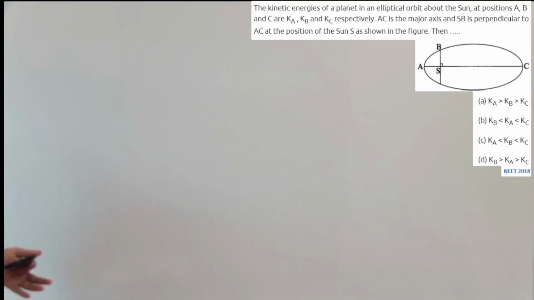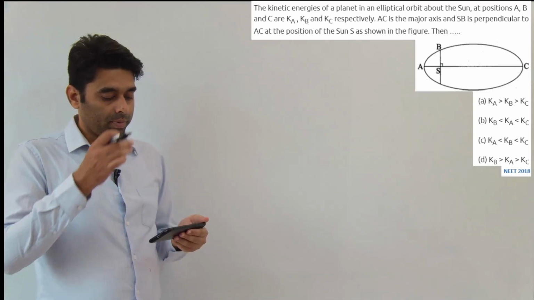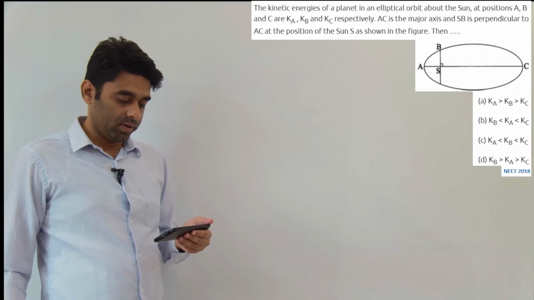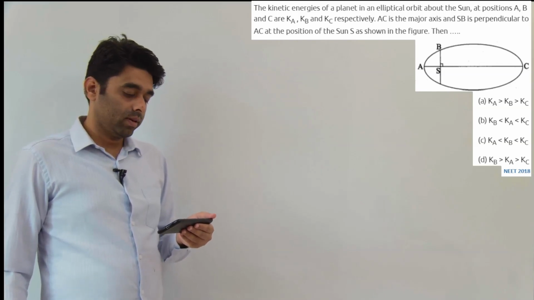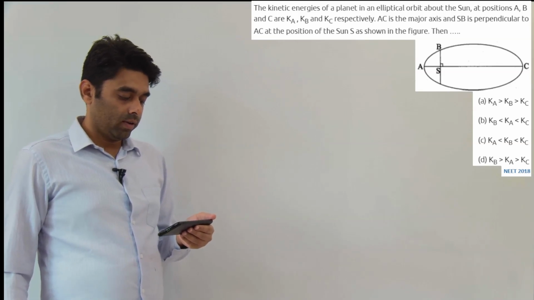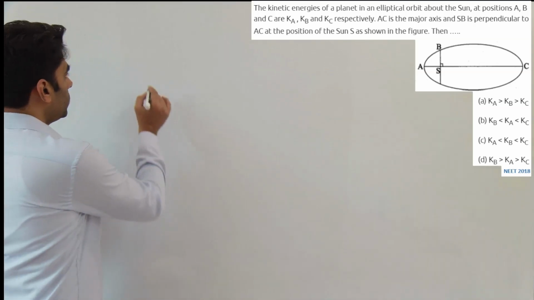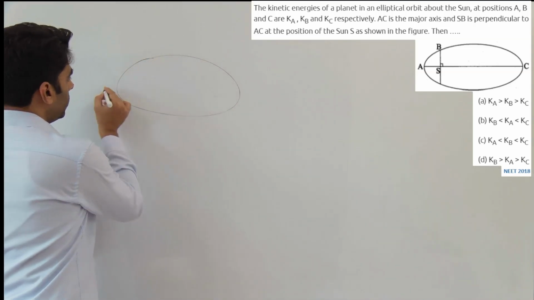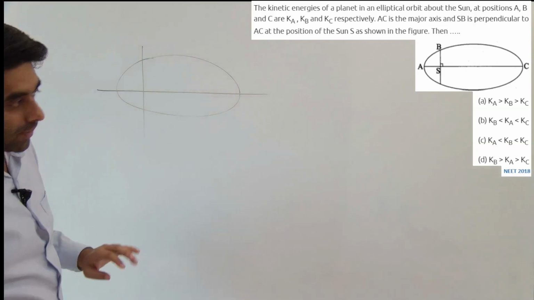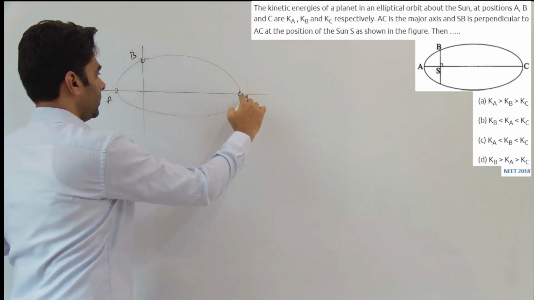So our question is, the kinetic energy of a planet in an elliptical orbit around the Sun at positions A, B and C are KA, KB, KC respectively. AC is the major axis and SB is perpendicular to AC at the position of Sun S, as shown in the figure. So, three different positions are shown to you. This is a question from Kepler's law. This is position A, this is position B, this is position C, right?